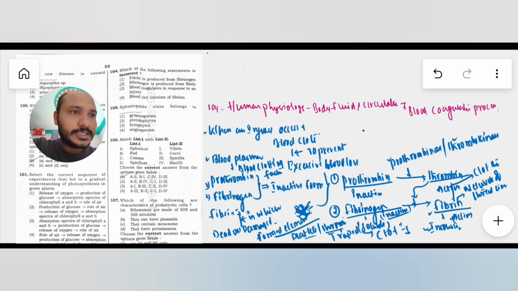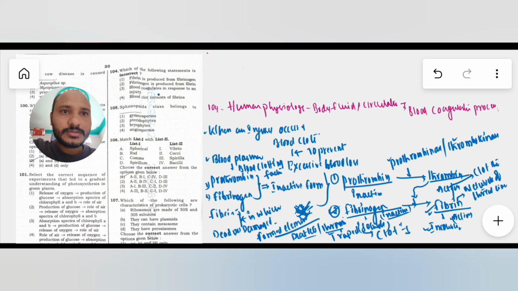So by analyzing all these things, we can read the question. They are asking to choose the incorrect statement. If we read the first one, fibrin is produced from fibrinogen. Yes, this statement is right. The second one, fibrinogen is produced from fibrin. No, this statement is wrong. Generally fibrin is produced from fibrinogen, so the second statement is wrong.